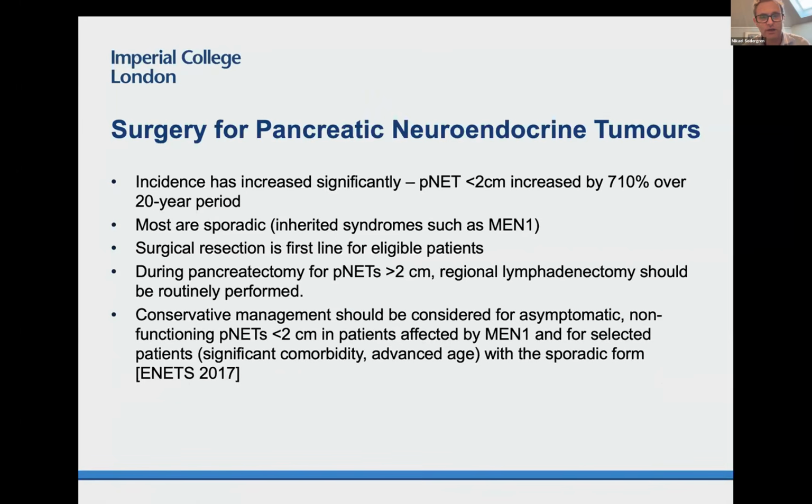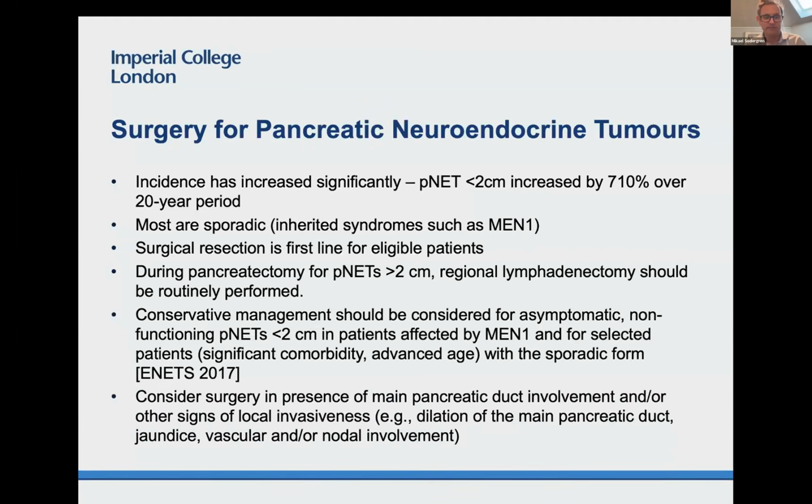But you can consider conservative management for asymptomatic non-functioning PNETs that are less than 2 centimeters, in patients that are affected by MEN1, and also selected other patients. That was the guidance from the ENETS in 2017. We have some updated guidance, which I'm going to go on to, but the real issue that we have is that we don't really have high-level evidence of the outcome of these patients.